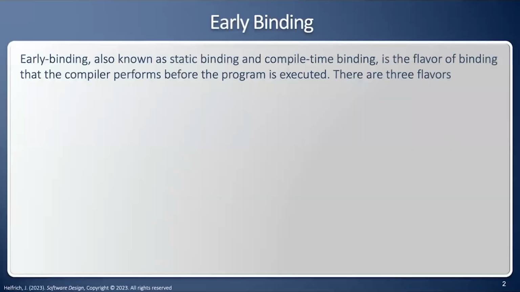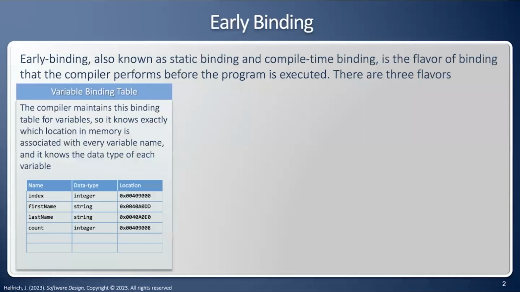First, let's talk about early binding. Early binding, also known as static binding and compile time binding, is a flavor of binding that a compiler performs before the program is executed. And so there's three flavors. The first of them is with variable binding tables.